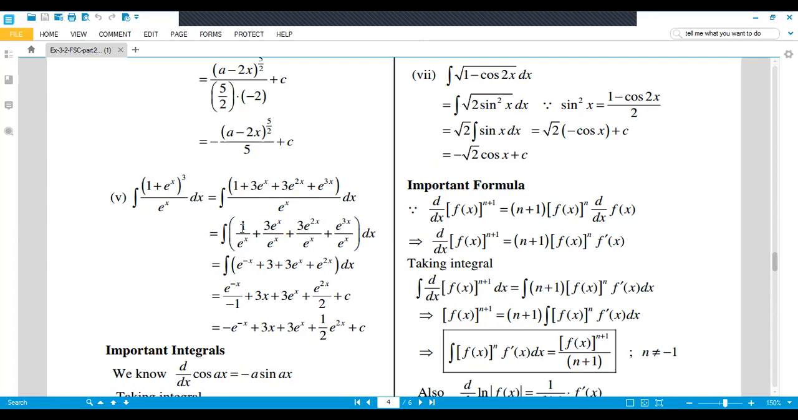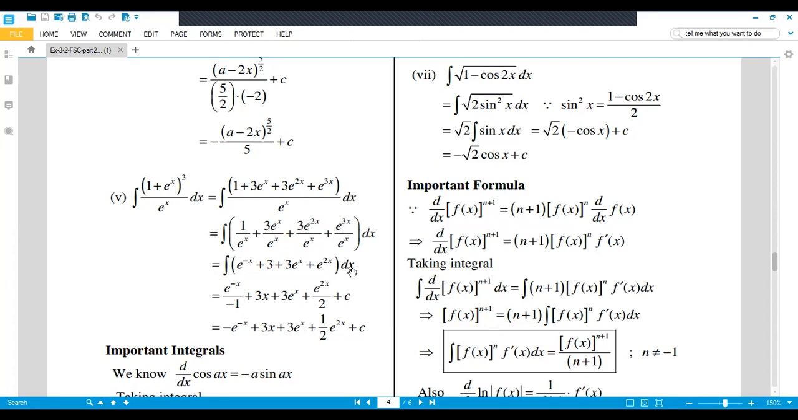When we divide 1 by e power x, we shift it to the numerator automatically with the law of exponents, e power minus x. Here e power x cancels with e power x, so only 3 will come. And here e power 2x over e power x, when we shift it to the numerator, 2x minus x, so e power x will come. And here e power 3x over e power x, when shifted to the numerator, will be e power minus x, so 3x minus x. When the base is the same, the powers are added, so 3x minus x will be 2x.